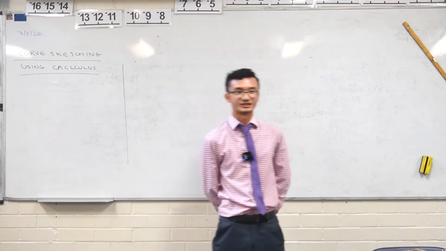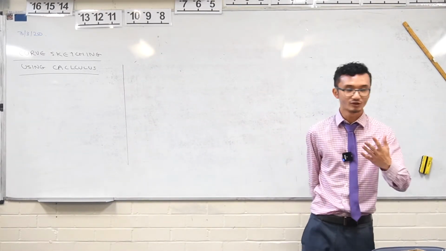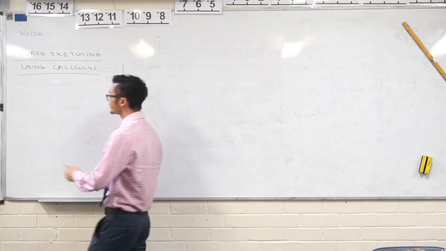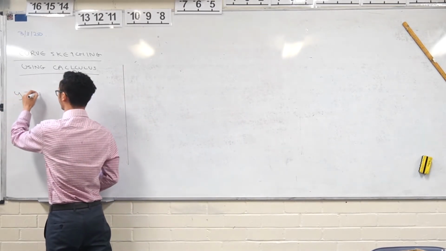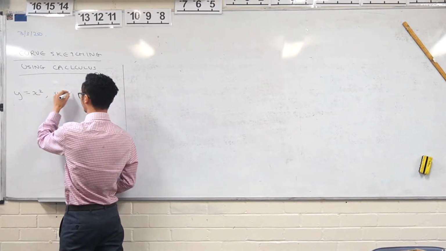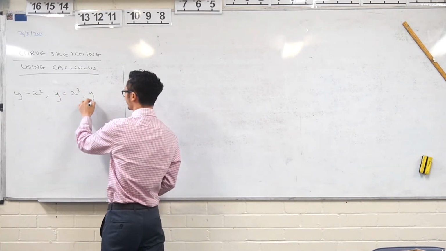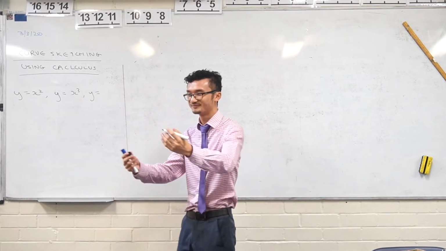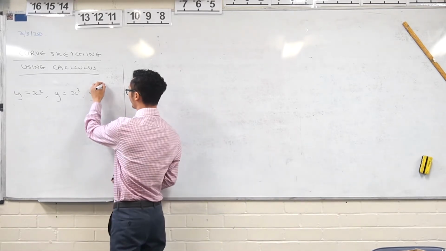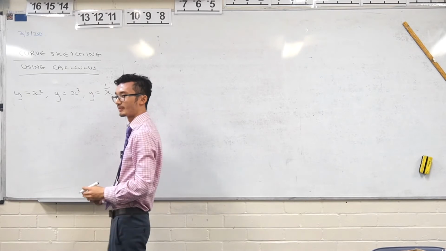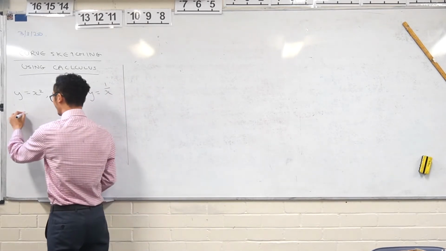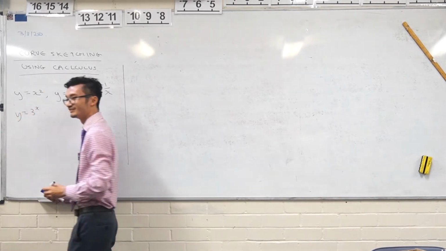When we look at curve sketching, we've looked at sketching pretty familiar types of curves, like y equals x squared, y equals x cubed. What other kinds of curves have we looked at in this course? Give me another one. Y equals 1 on x, and y equals 3 to the x is your exponential, right?